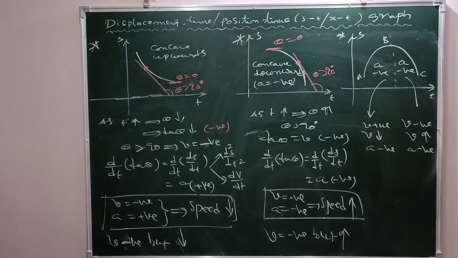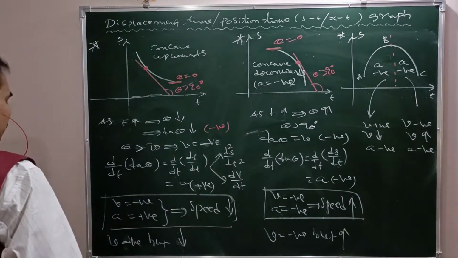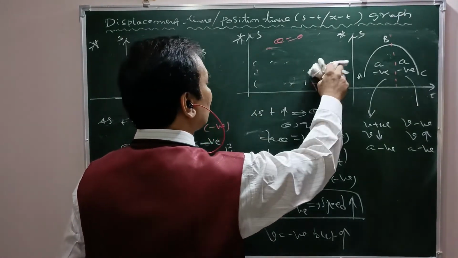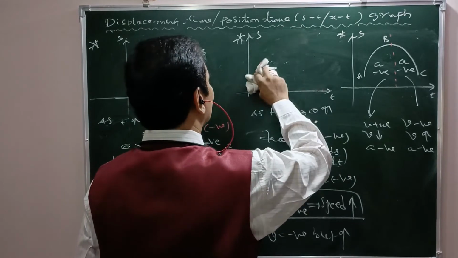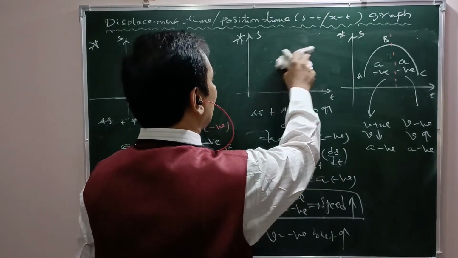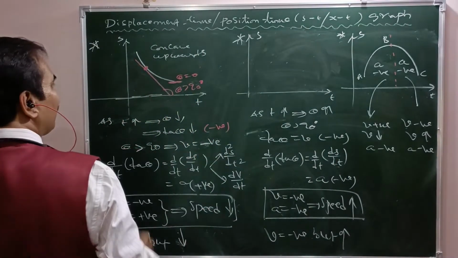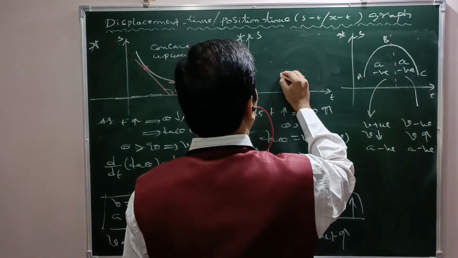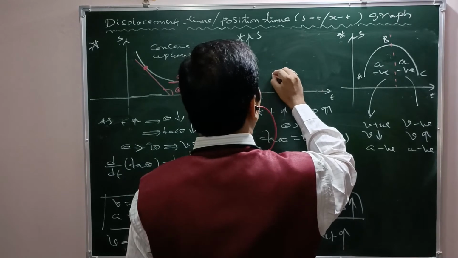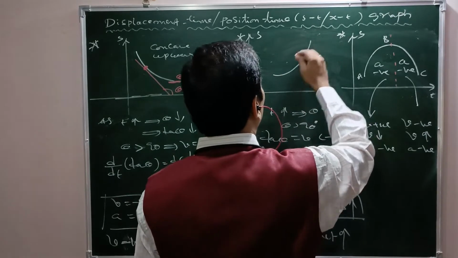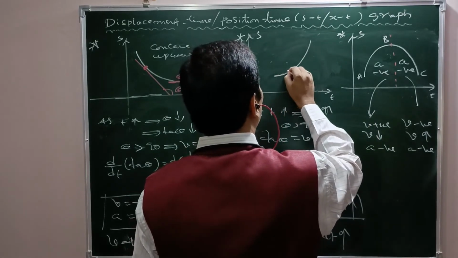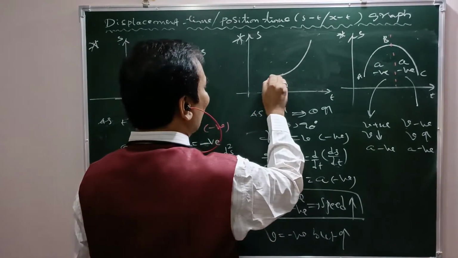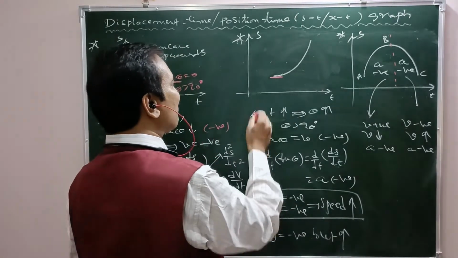Now let us see the next portion. What is the rest of the portion like? The rest of the portion goes from bottom to top. Now somewhere here, if I draw one tangent, it becomes parallel to the time axis.